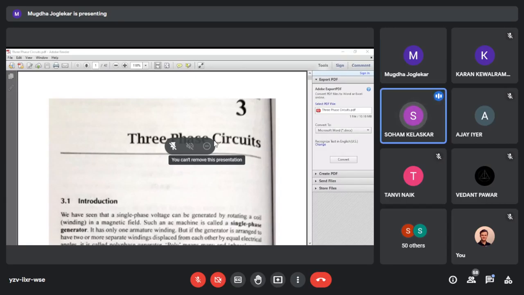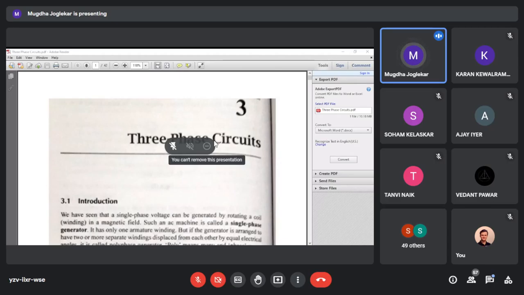Ma'am, with the help of an AC generator. How will it work? We have to take magnets, and then with the help of Lenz's law or Faraday's law, current can be produced. Okay. So we are using Faraday's law of electromagnetic induction. Whenever a conductor cuts the flux, EMF gets induced in it. So the same phenomenon will be applicable here, Faraday's law of electromagnetic induction, but for three phases.